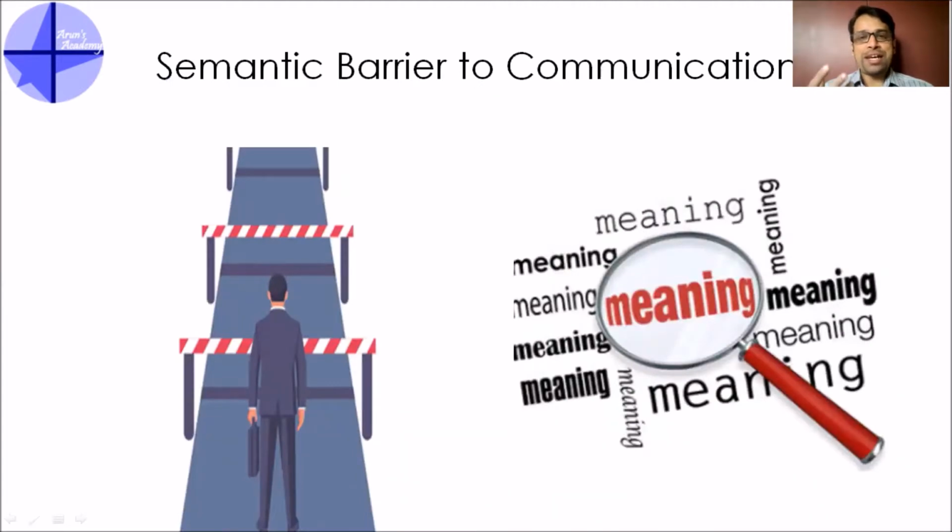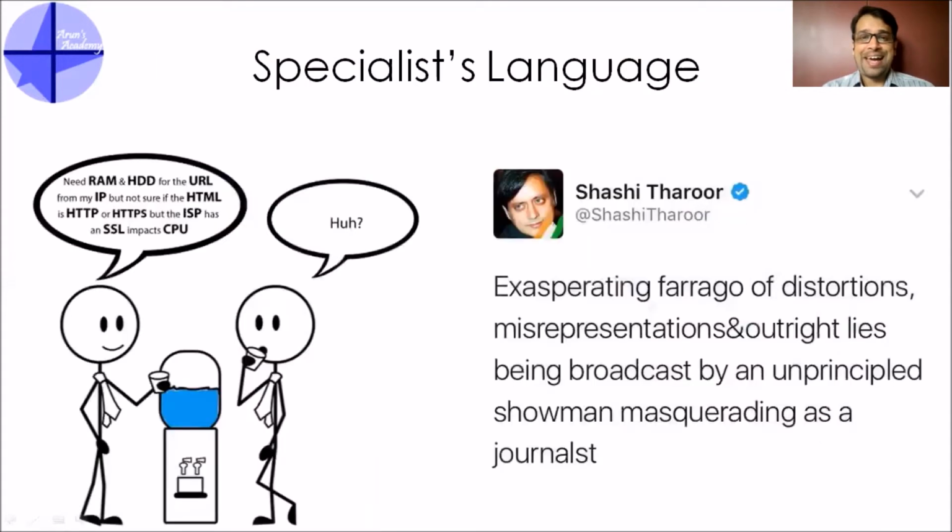See, when we communicate, we have a lot of barriers to effective communication. We can divide them into groups, and one such group of barriers is called the semantic barrier to communication. What is semantic? Something related to meaning. And one of the top semantic barriers to communication is specialist language. Let's understand this with some examples.